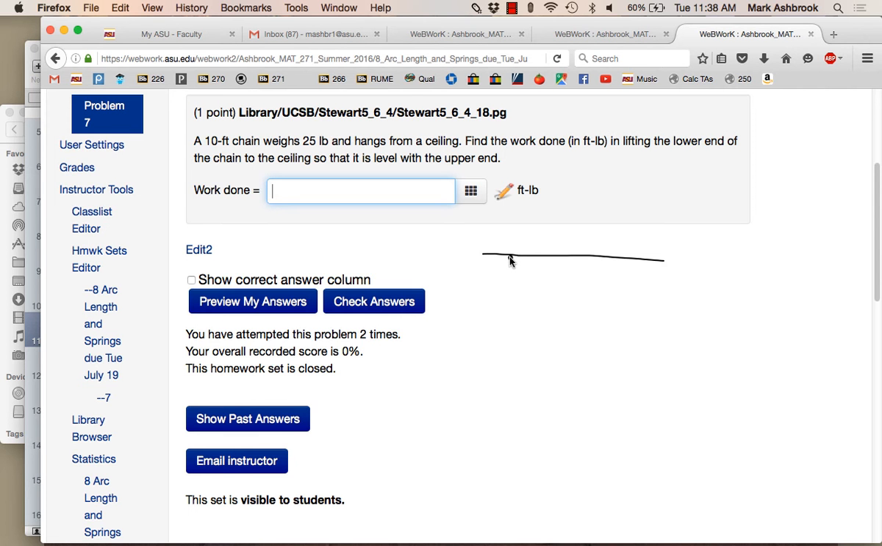So here's what the chain looks like when the whole thing's hanging down. Okay, 10 foot. And then somewhere along the way, it's like that, and then when we're done, it looks like this.